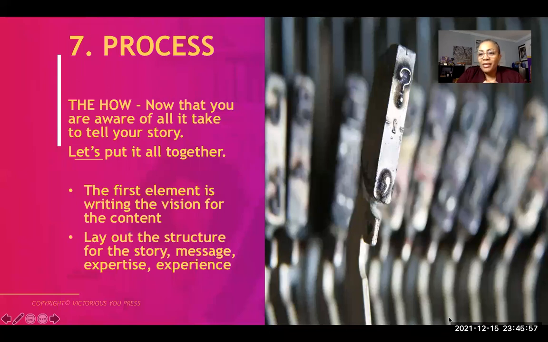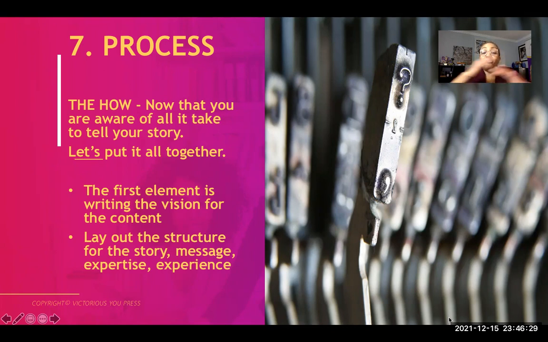The seventh P is process, and process is the how. Now that you have gone through one, two, three, four, five, and six, this is the how, right? We talked about the why, the what, the who, and what people are going to take away from your book. Now we're going to put it all together, the process of writing it.